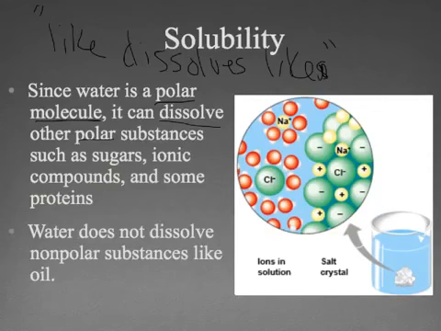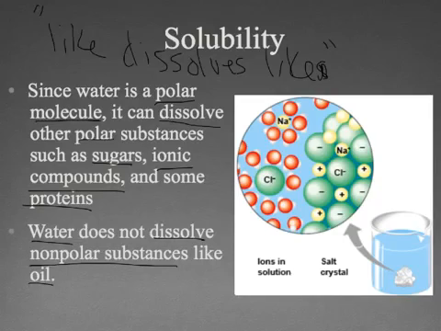Some other polar things include sugars. Ionic compounds aren't polar, but they're really similar to polar stuff, so anything that has an ionic bond will dissolve really easily in water. And some proteins are polar too. However, water does not dissolve things that are non-polar, because like dissolves like. They have to be similar to dissolve in one another. Water's polar, so non-polar things like oil will not dissolve in water.